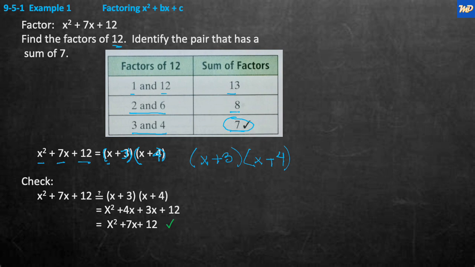Because 3 times 4, a little times sign right there. It's not a very good sign, but there it is. 3 times 4 is 12, and 3 plus 4 is 7. And there's what we're looking for. To check it, we just have to take this and multiply it back and see if we come up with what we started with. And here's the work.